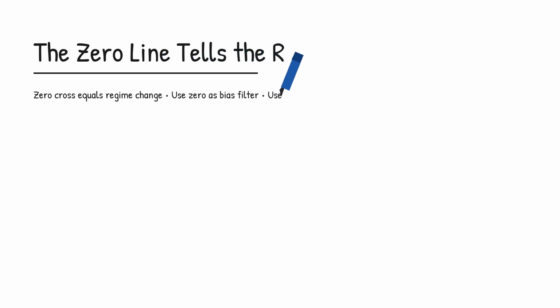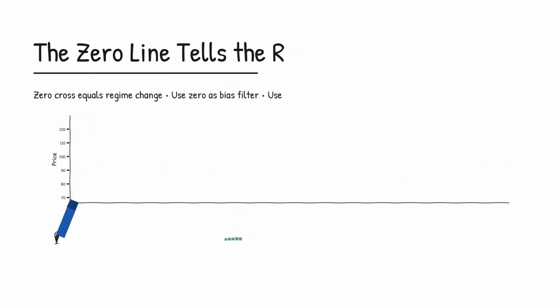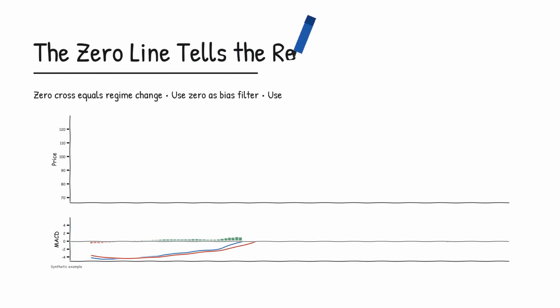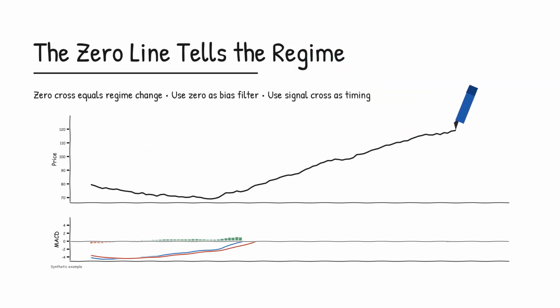The zero line is where the 12 and 26 EMAs cross. Crossing zero is a regime change, not a tweak. A MACD pushing from negative to positive after a base is a much heavier signal than a signal line cross because it confirms the underlying trend structure has flipped. Many systematic traders use zero line crosses as the regime filter and signal line crosses as the timing trigger. That stack reduces false entries dramatically.